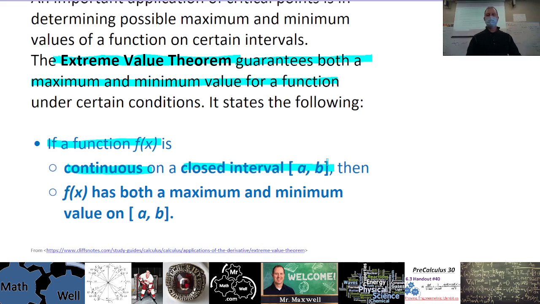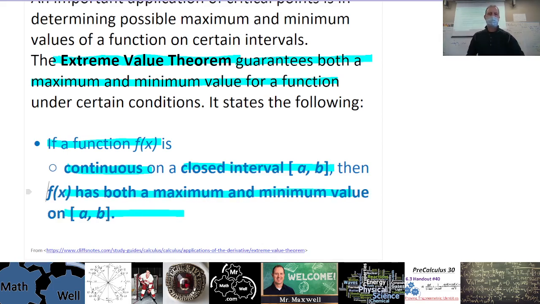So it doesn't have to be continuous on the entire domain, just on a section of the domain between A and B. So if it's continuous on a closed interval, f of x has both a maximum and minimum value on AB. If function f of x is continuous on a closed interval, then f of x has both the maximum and minimum value. And that's it. So there's always an extreme value.